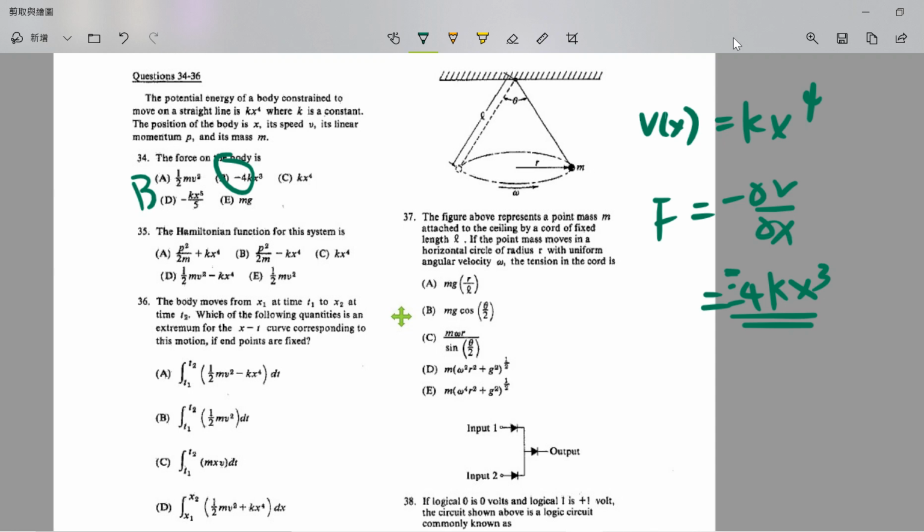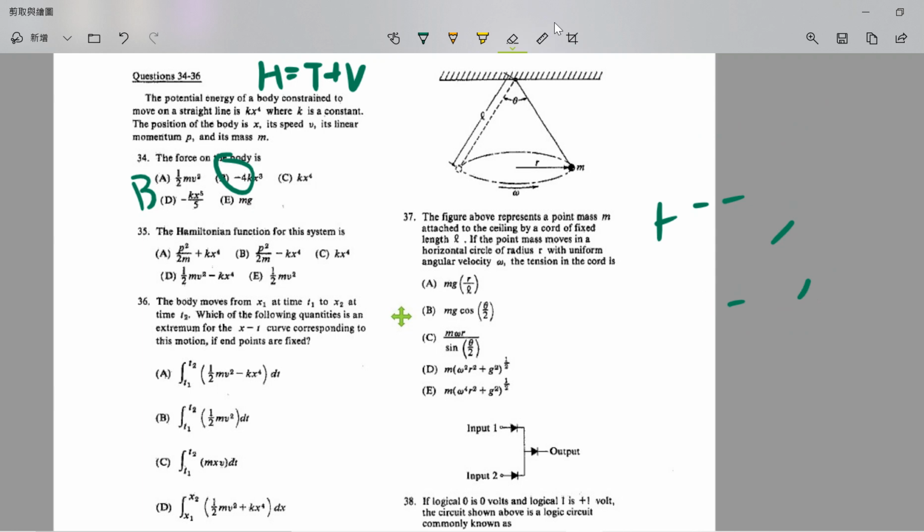Okay, and then he asked about what? Asked about a Hamiltonian, right? Hamiltonian is the potential plus kinetic. So H is T plus V. So for a single particle, it is P squared divided by 2m minus a plus kx to the fourth. So the answer is A.